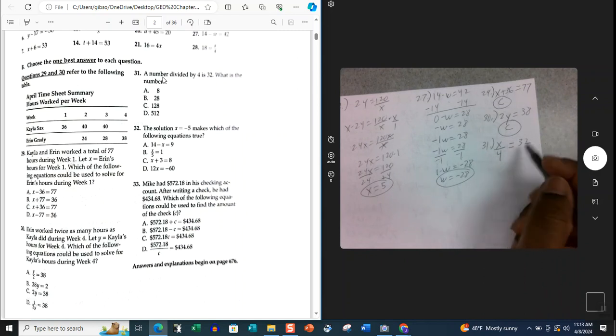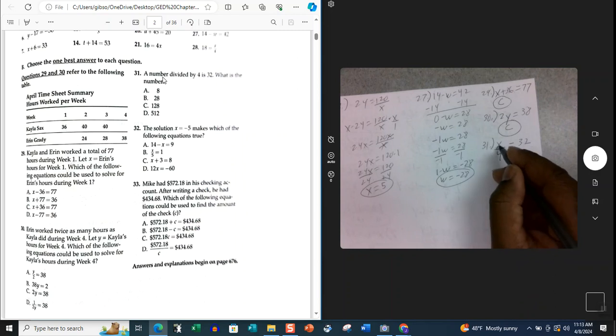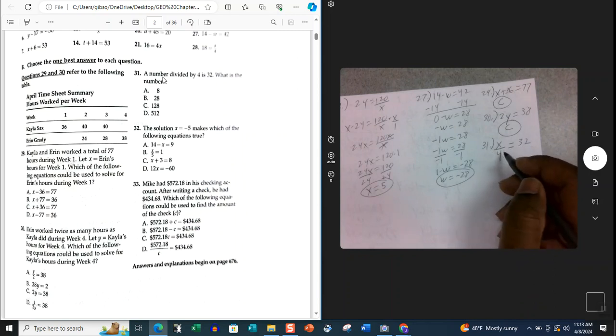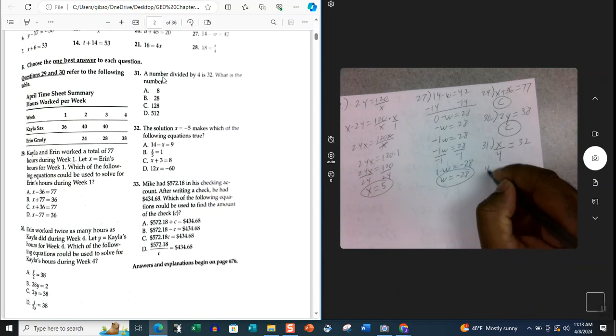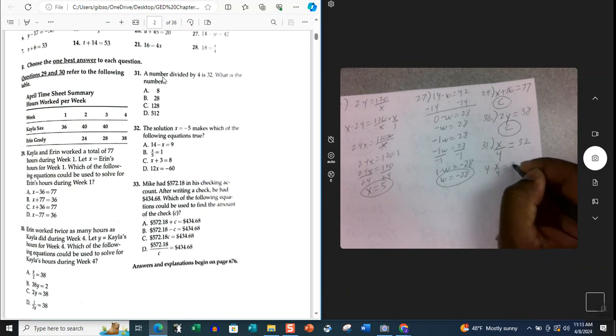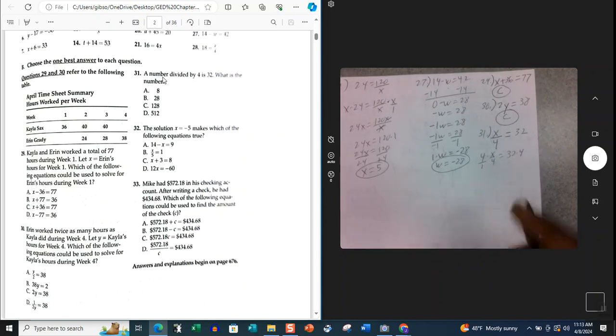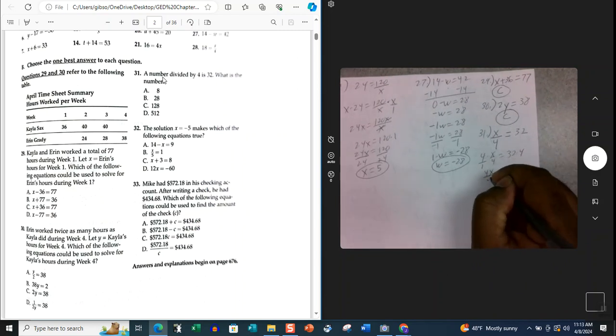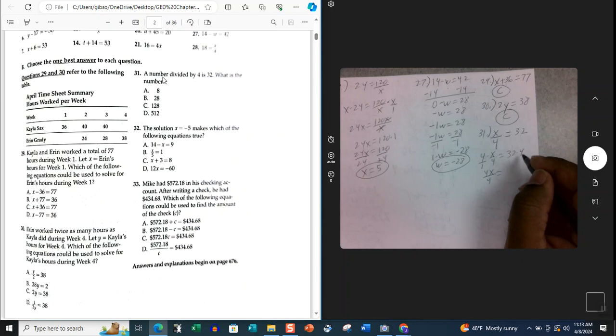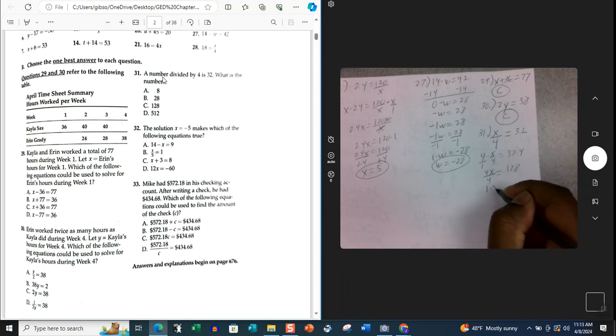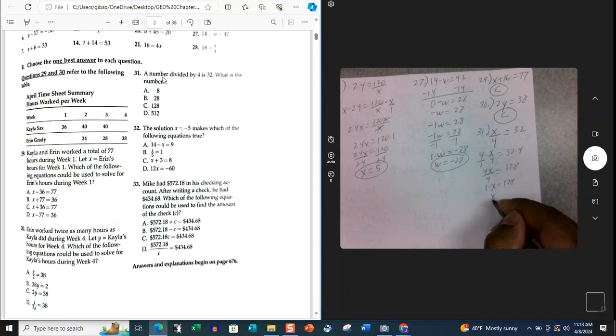All right, so they want to know what is the number. So since we're trying to get X by itself, and we have it divided by 4, we'll multiply each side by 4. So we'll put this over 1. So this will give us 4X over 4 is equal to 32 times 4, which is 128. 4 divided by 4 is 1 times X is equal to 128. 1 times X is X, and X is equal to 128, which is C.